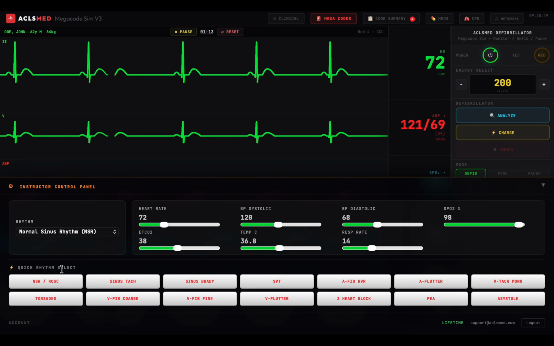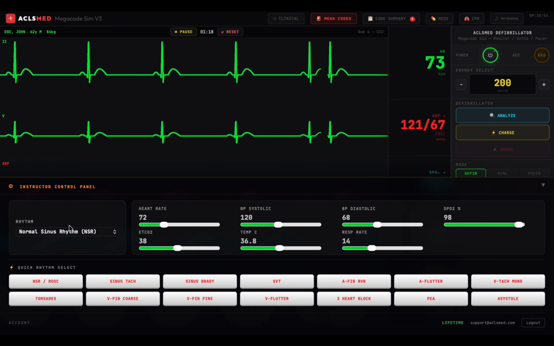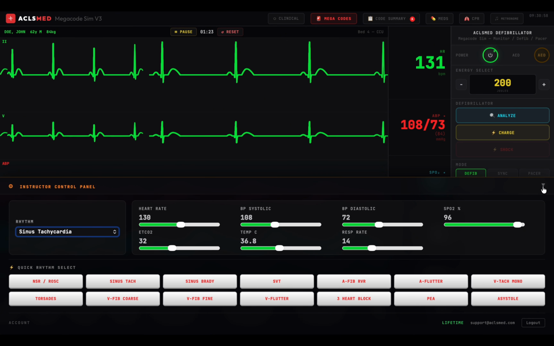You know that feeling? The one where the monitor starts alarming, the room fills up, and everyone's looking at you to run the code? That moment isn't the time to remember your algorithms. That's the time to execute them.